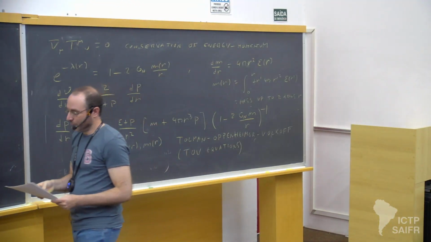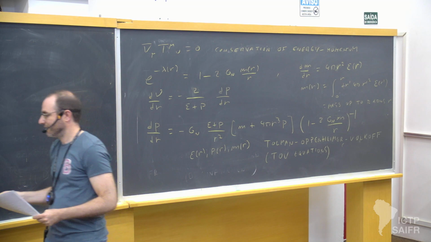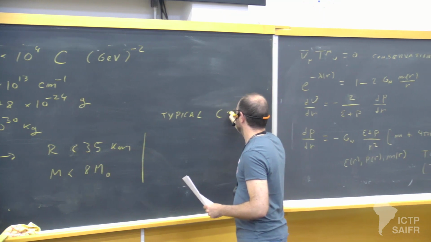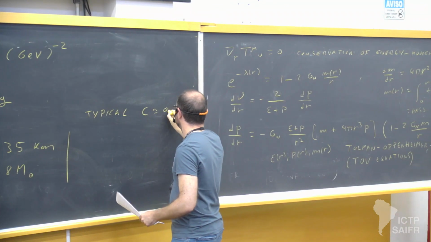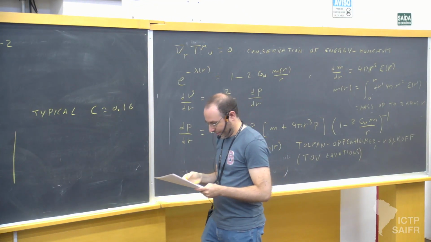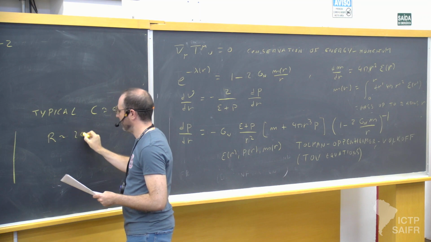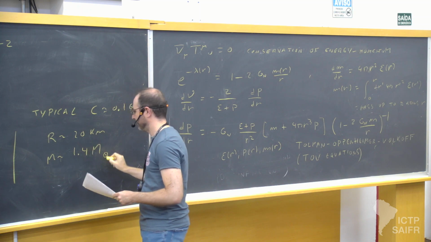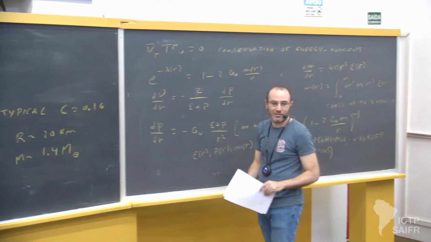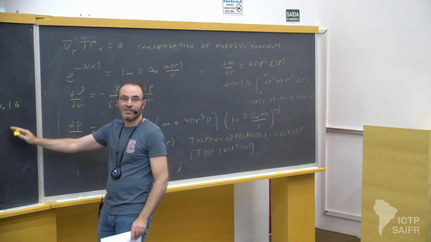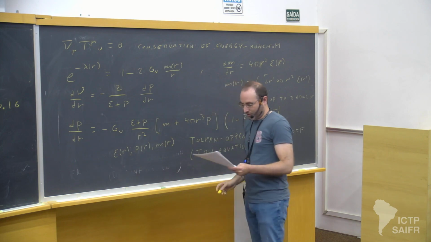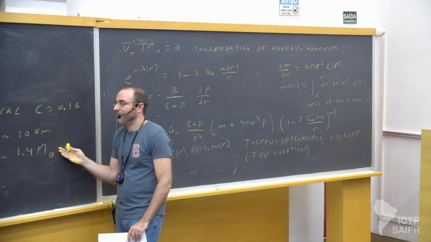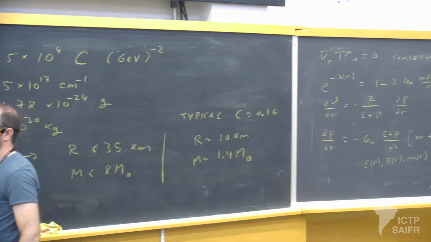We can be more precise if we use the typical compactness of a neutron star. The typical compactness is much smaller than 1/2. It's like 0.16. And that gives a radius of around 20 kilometers and a mass of around 1.4 solar masses. So this is much closer to the actual values of real neutron stars. As you see, in some sense, the radius and the mass of the star are given by the ratio between the QCD scale and the Planck scale.